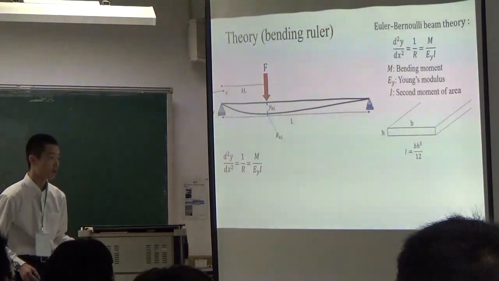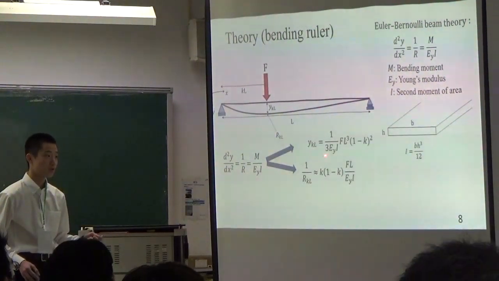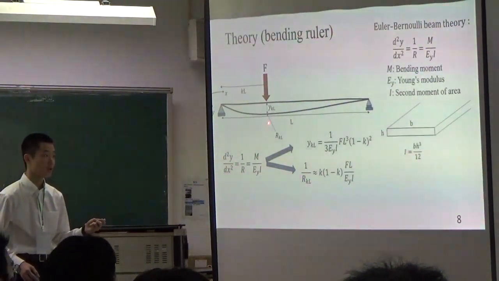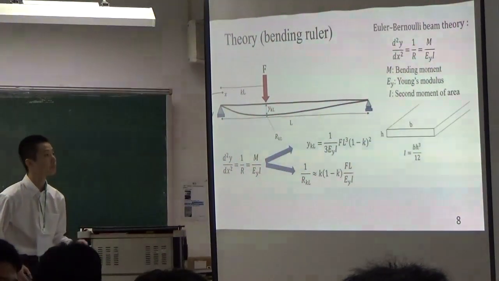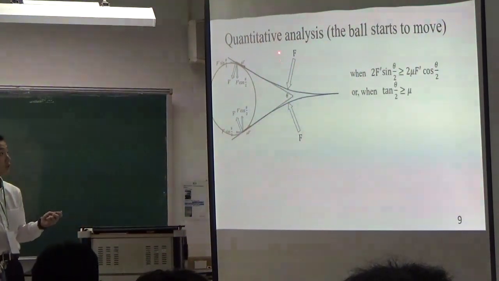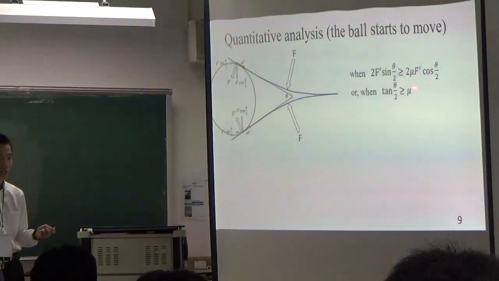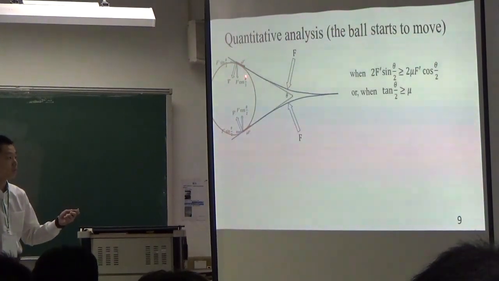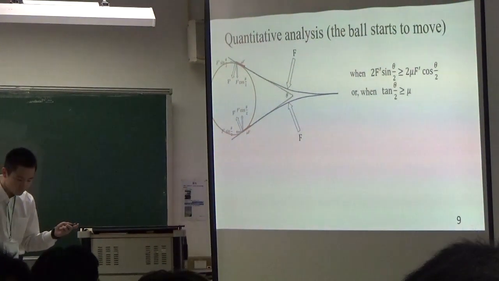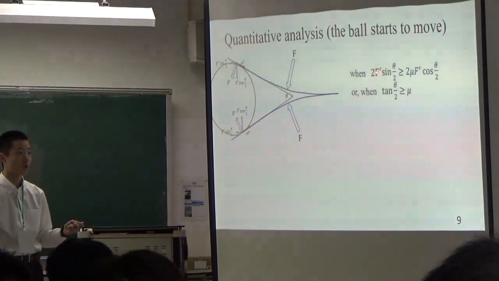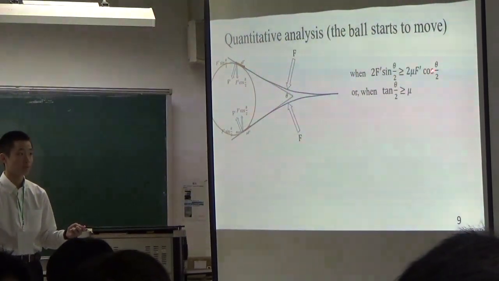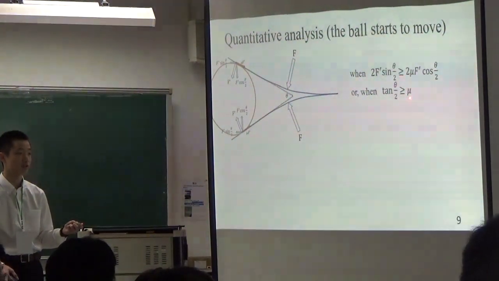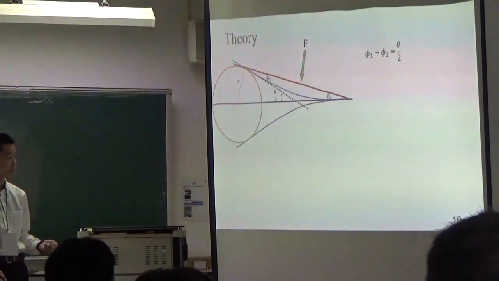With this formula, we can derive two formulas. The first one is for the distance that the ruler bends. It's like this. And the second one is the radius of curvature at KL. And this is a quantitative analysis for when the ball starts to move. These are the normal force and its components, and the red arrows are the frictional force. So when the forward force is bigger than the backward force, or in this analysis, the tangent of half of theta is bigger than the coefficient of friction, the ball will start to move.